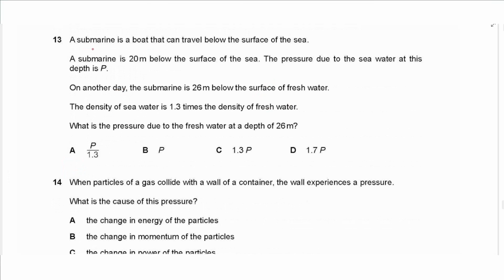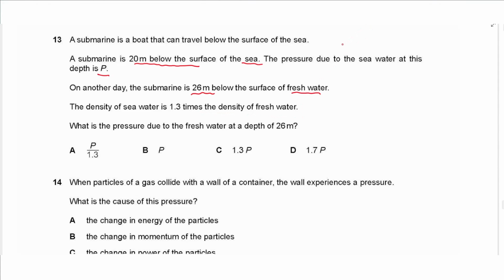Question 13 says a submarine is a boat that can travel below the surface of the sea. A submarine is 20 meters below the surface of the sea. The pressure due to the seawater at this depth is P. On another day, the submarine is 26 meters below the surface of fresh water, not seawater. The density of the seawater is 1.3 times the density of fresh water.